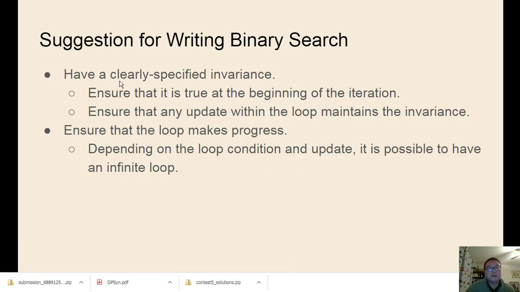Okay, so in summary, my suggestion for writing binary search is to have a clearly defined invariance, and you need to ensure that the invariance is true at the beginning of the iteration. Then you also ensure that any update within the loop will maintain the invariant. And you also need to make sure that the loop makes progress, so after each iteration at least one of the endpoints will be updated to a new value and the region will get smaller. If it's possible for the region to not get smaller under some circumstance, then your code runs into an infinite loop. So that's it for now.